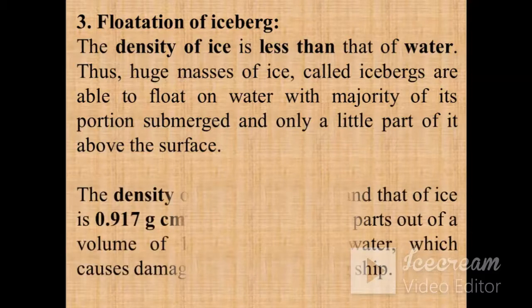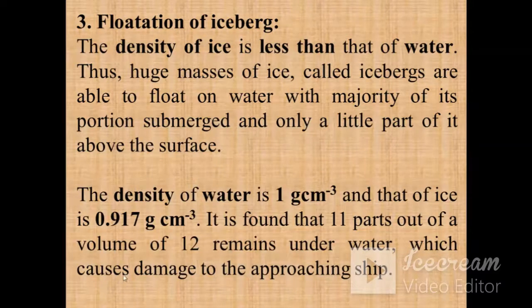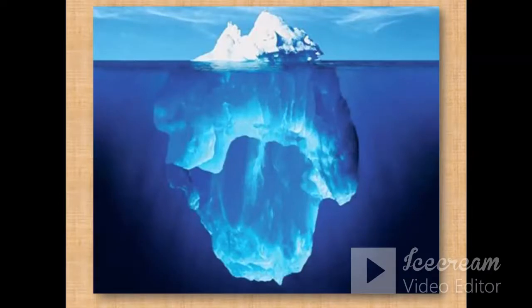Usually the density of ice is around 0.917 gram per centimeter cube, whereas the density of water is 1 gram per centimeter cube, which is more than the density of ice. That is why icebergs usually float on the surface of the water, like this. You can see the major portion of the iceberg is inside the water, and a very small portion is outside the water.